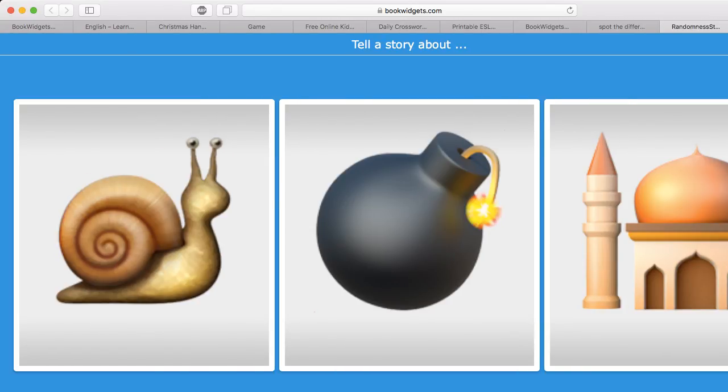Okay, so I just read Wes's sentence. The snail wanted to visit the Taj Mahal because it's the bomb. It's amazing. When the snail was about to get into the building, the bomb blasted.